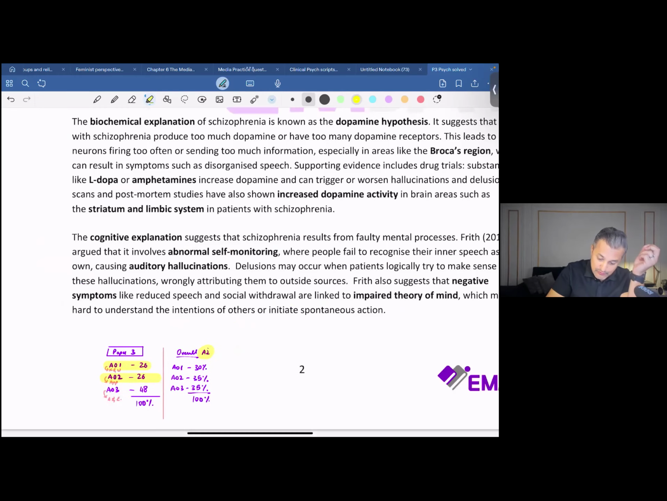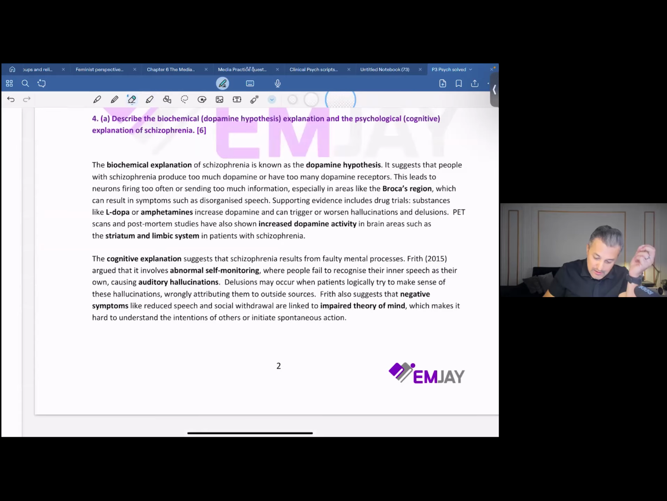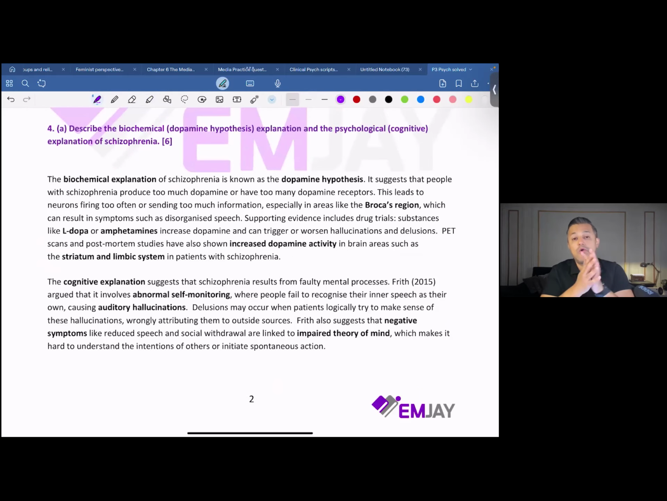So let's quickly move on and deal with question number 4. Question number 4 is of 16 marks, divided into two parts. The A part, the description part, is of 6 marks, and the B part, the evaluation question, where your evaluation and analysis skills are tested, is of 10 marks. So together 6 and 10 makes 16. Having a look at this question: describe the biochemical dopamine hypothesis explanation and the psychological cognitive explanation of schizophrenia.